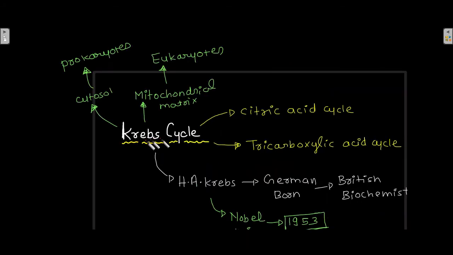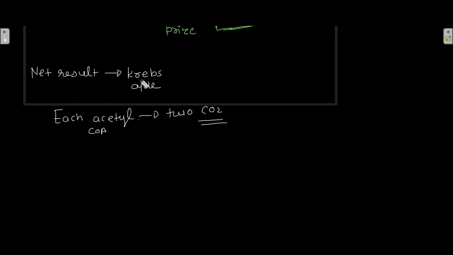Now this Krebs cycle occurs in the mitochondrial matrix in the case of eukaryotes, and it occurs in the cytosol in the case of prokaryotes. Now the net result of the Krebs cycle is that for each acetyl coenzyme A molecule entering the Krebs cycle, 2 carbon dioxides are produced. Okay, 2 carbon dioxide molecules are produced for each acetyl coenzyme A entering the Krebs cycle.